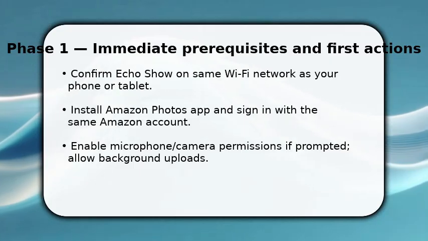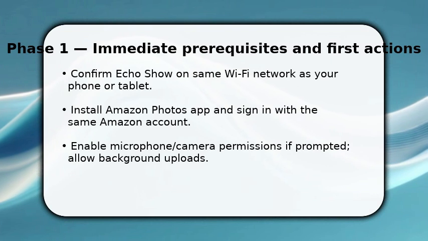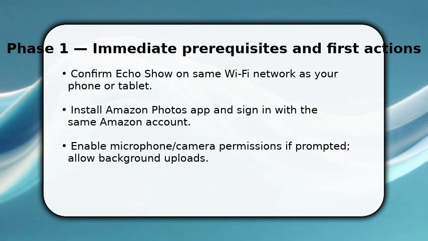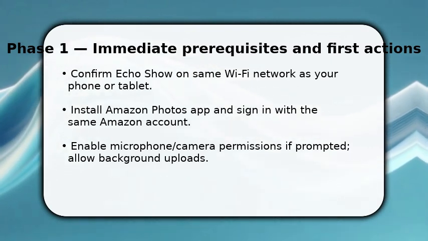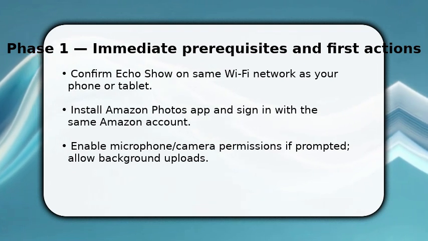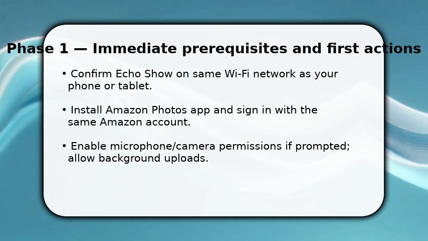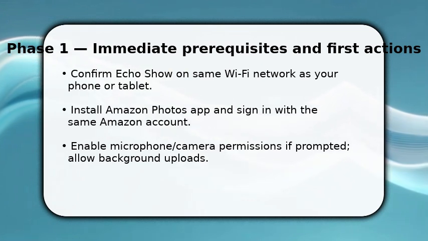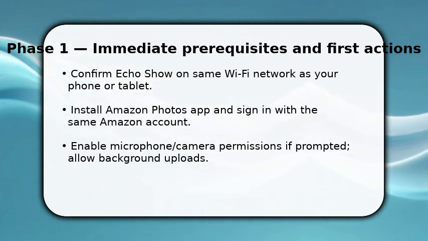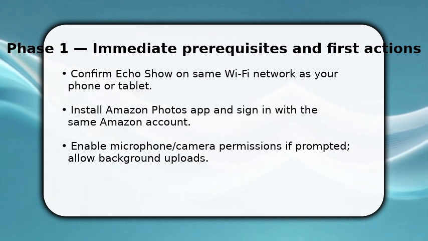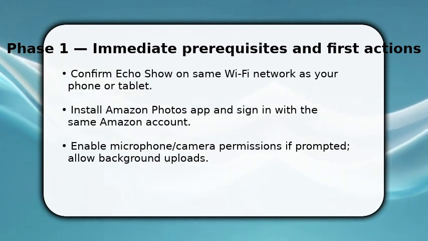You'll start by preparing both devices so they can talk. Sign into the Amazon Photos app on your phone with the same Amazon account used on the Echo Show. Once done, keep both devices on the same Wi-Fi. Make sure the app has permission to access photos and to run in background so uploads happen automatically. This prevents syncing delays and ensures the Echo Show can pull images.